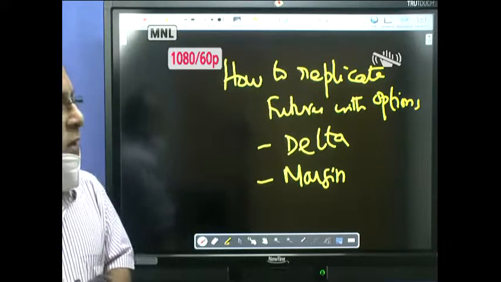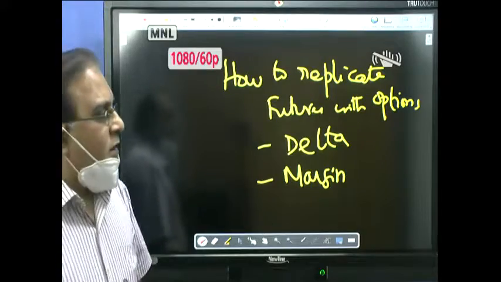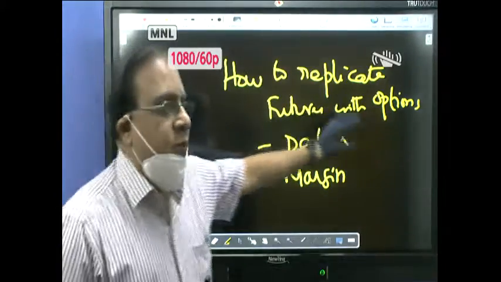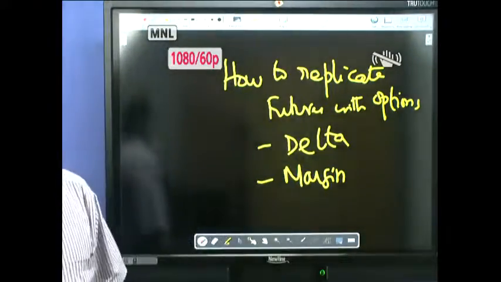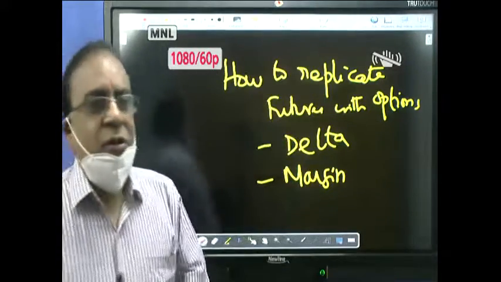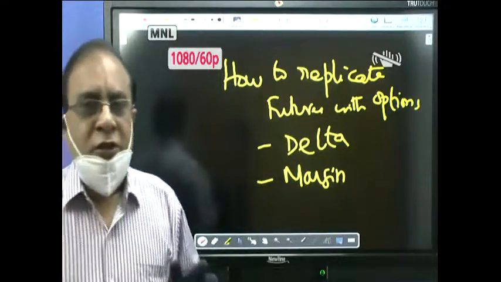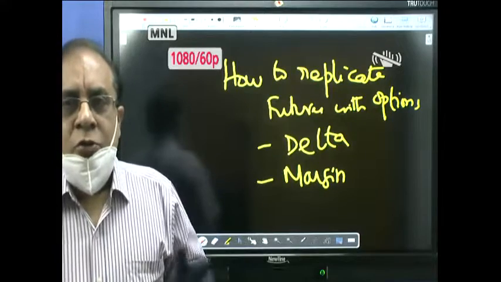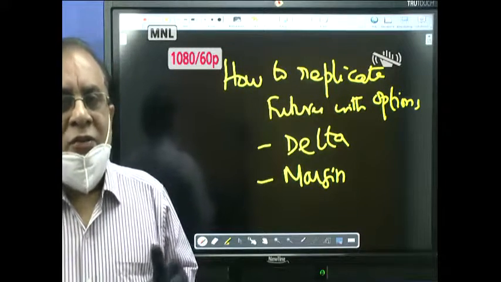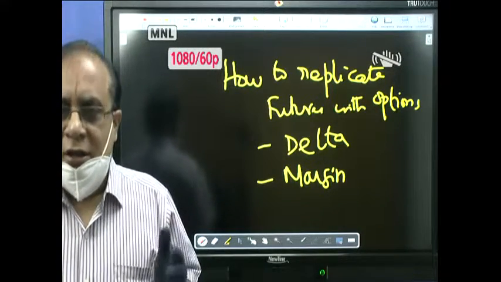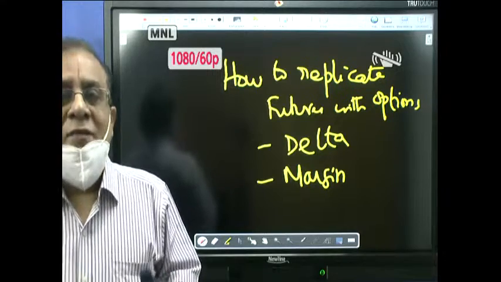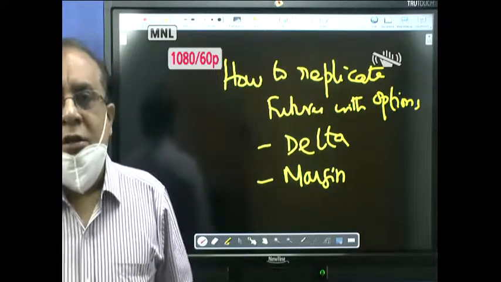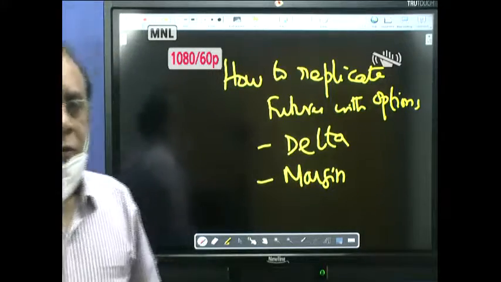Today we are going to look at 2-3 important things. One is how to replicate futures with options. Now instead of the cash market, how to replicate futures. That means, in the case of futures, what is the margin, and whether through an option we can get a result very similar to futures, but invest quite a lot less compared to the investment that you do in futures.